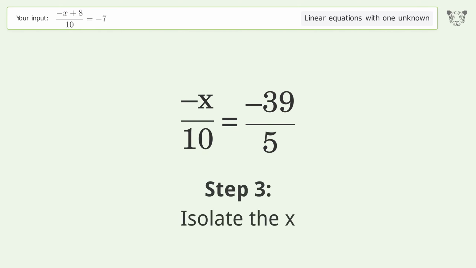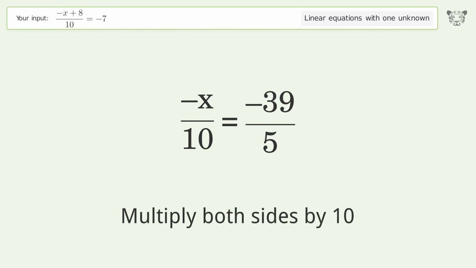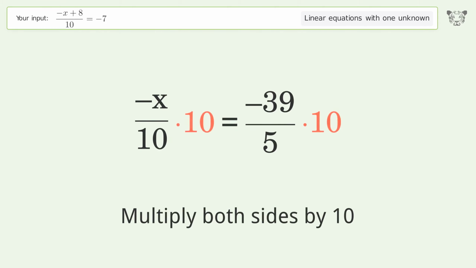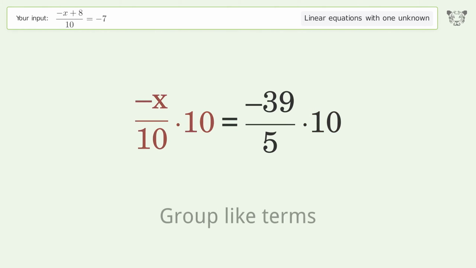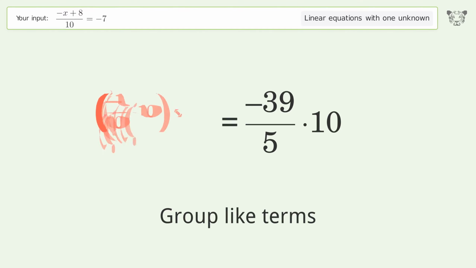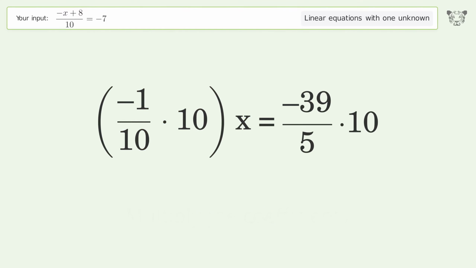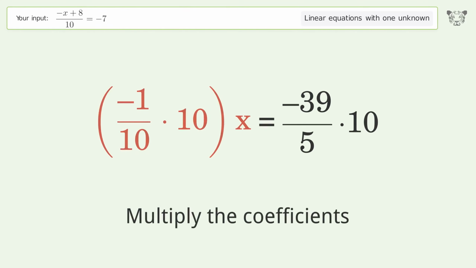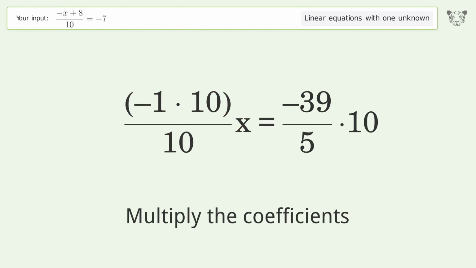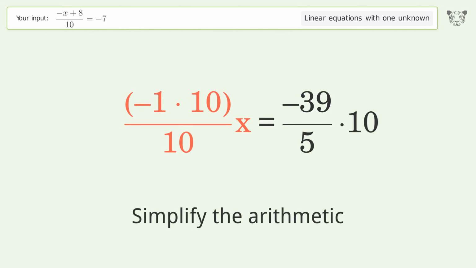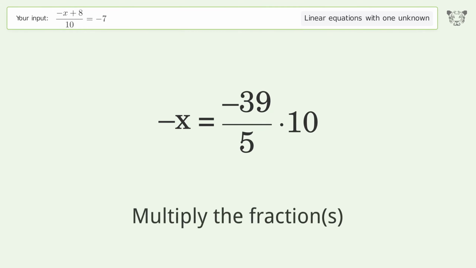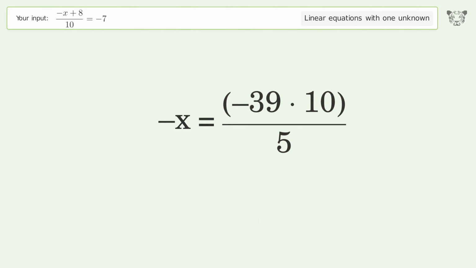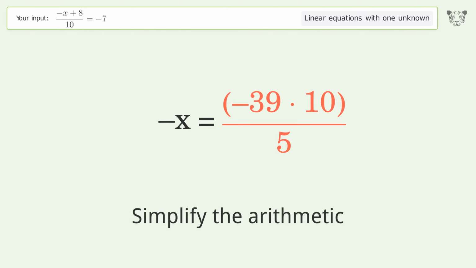Isolate the x. Multiply both sides by 10. Group like terms. Multiply the coefficients. Simplify the arithmetic. Multiply the fractions. Simplify the arithmetic.